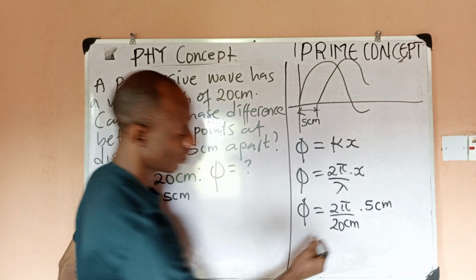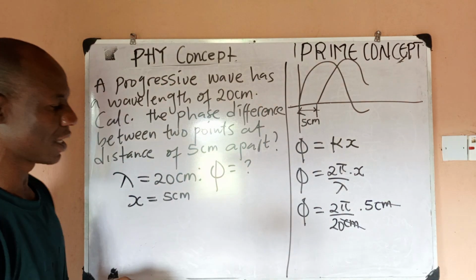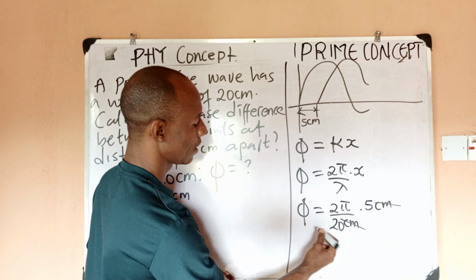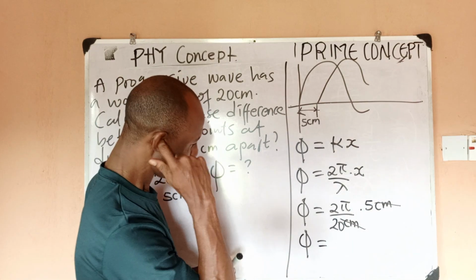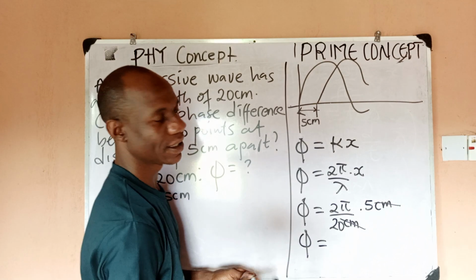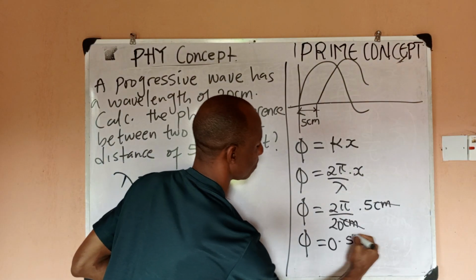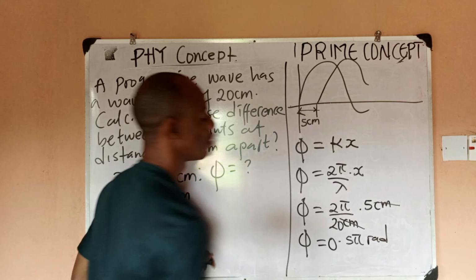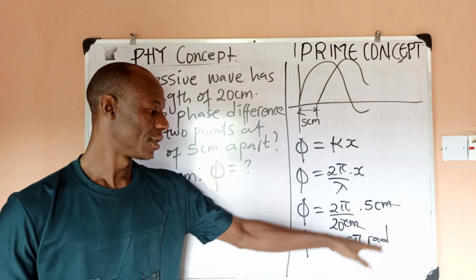Now, why am I not converting in this problem? It's simply because you notice my cm would cancel cm, so it won't affect my answer, right? Yes, so that when I solve this, I will then have my phase, this 2 times 5, which is 10. 10 divided by 20 is 0.5. So I simply have 0.5 pi, and the answer is in radians. So the answer to this question is 0.5 pi radians.